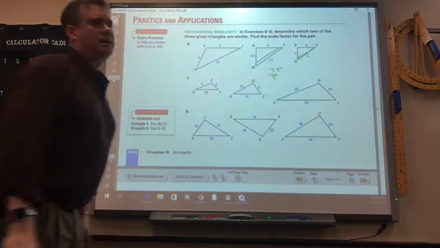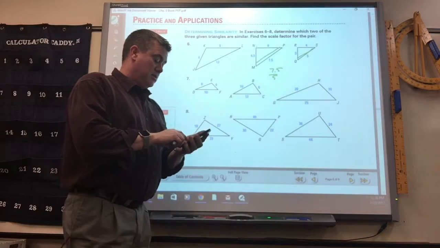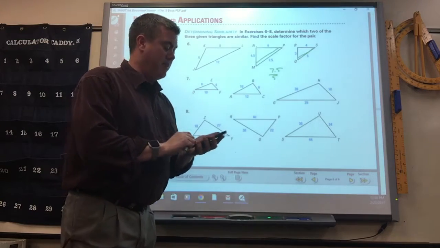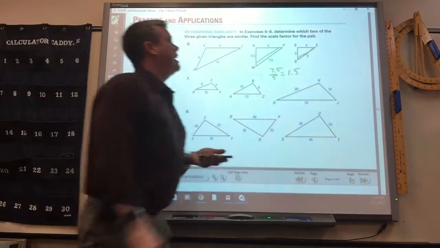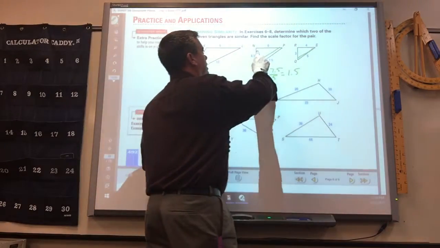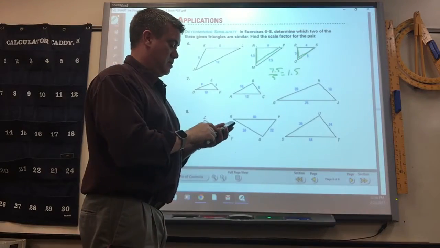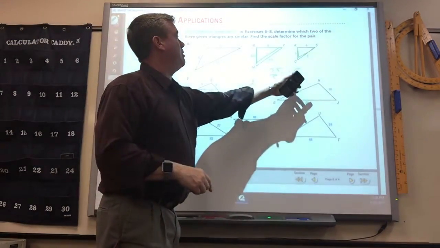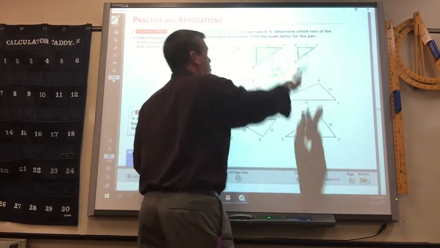Another way you can check is you could just divide them and make them a decimal. 7.5 divided by 5 is 1.5. And then divide the other ones. 4.5 divided by 3 is also 1.5. And 6 divided by 4 is 1.5. So it's these two.